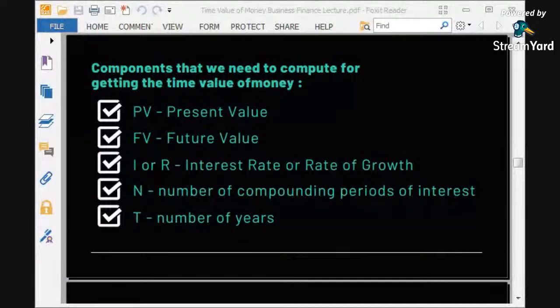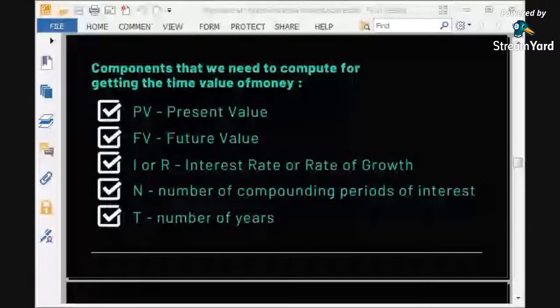Yan kapag sinabi natin compounding, it is the span of time between when interest should be compounded. Kunwari weekly, monthly, or annually, and so on and so forth. And this compounding naman na ito is depende kung given siya sa problem that we are trying to solve. Kung given siya, we also need to include the compounding of interest. Okay? The T or the number of years. Okay? So once again, in time value of money, what we are trying to compute is either the present value or the future value. Okay?